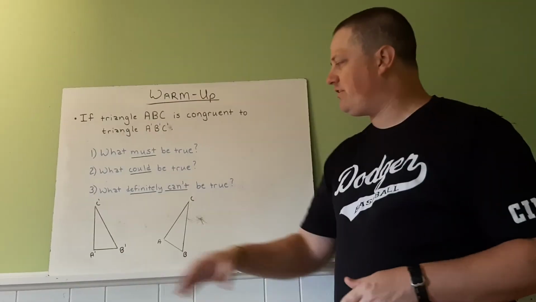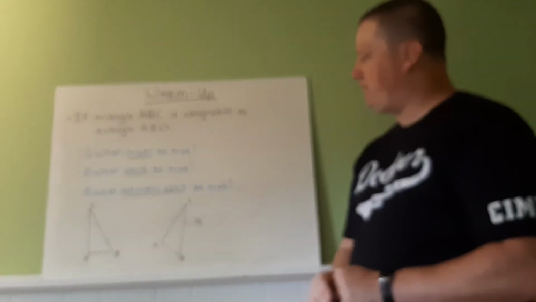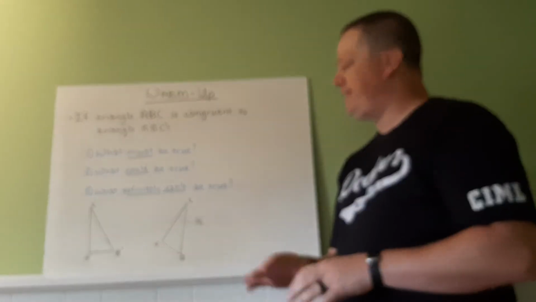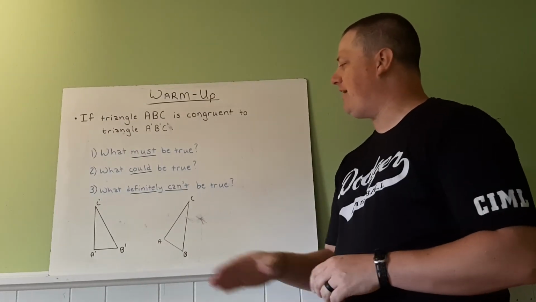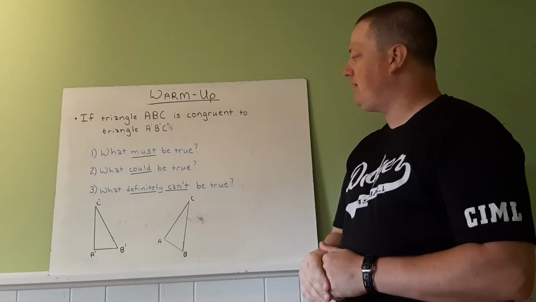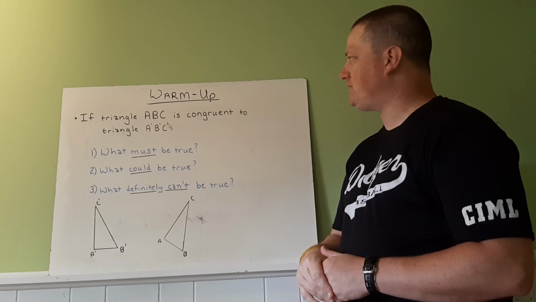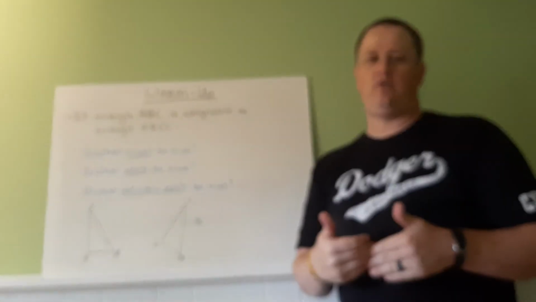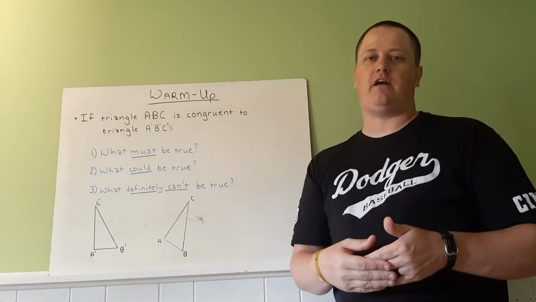Here's a picture that you can use. These two triangles are pretty much congruent. They're hand drawn, so they might be a little off, but they're pretty much congruent. Try and come up with what you can say about these three questions. Bring that to class tomorrow, and that's going to start our discussion. Thanks.